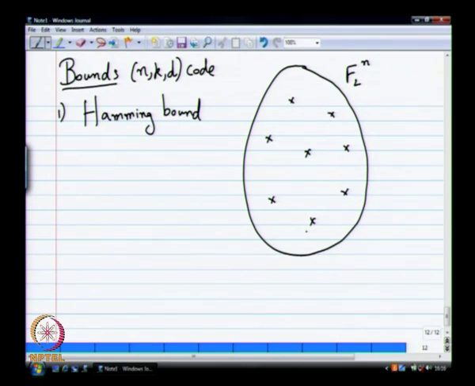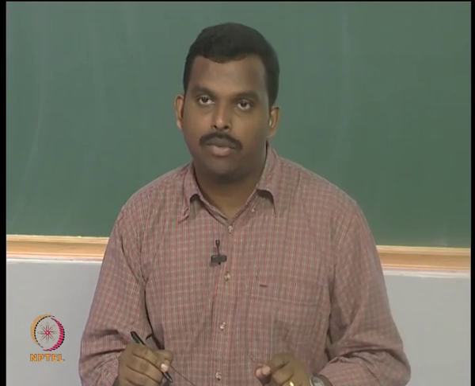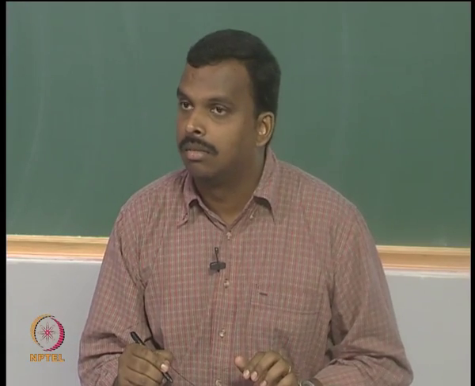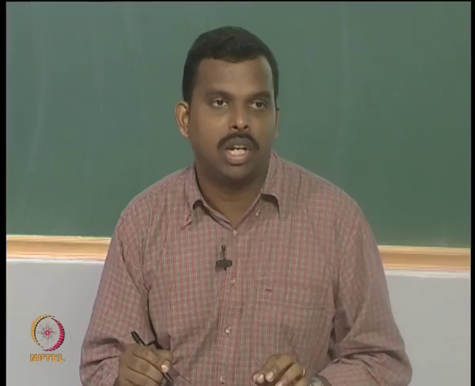Okay, I have marked out all my code words. Now what I am going to do is draw spheres or circles around each of my code words. And what does that circle include? It will have some radius, say small t.